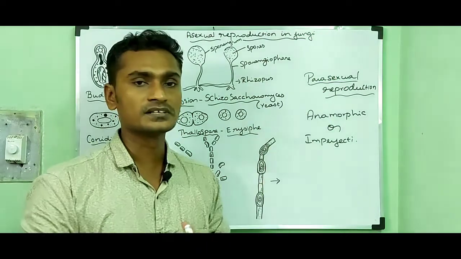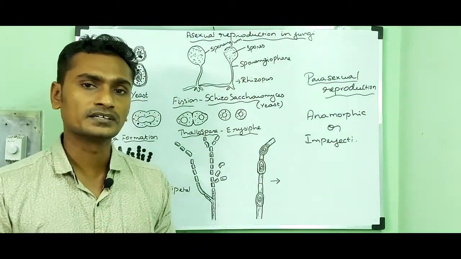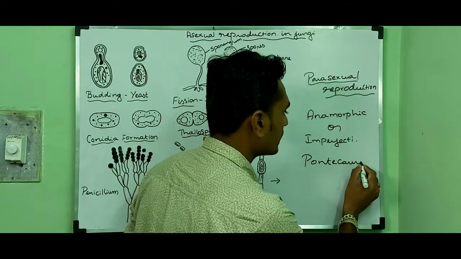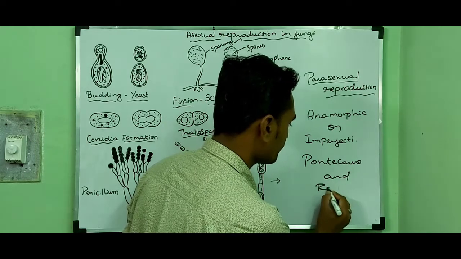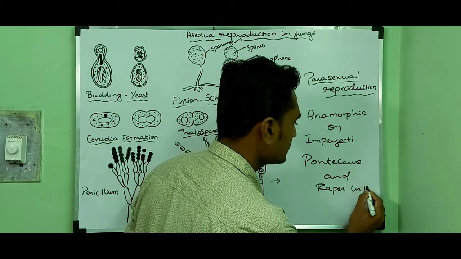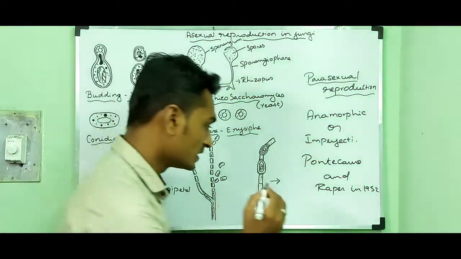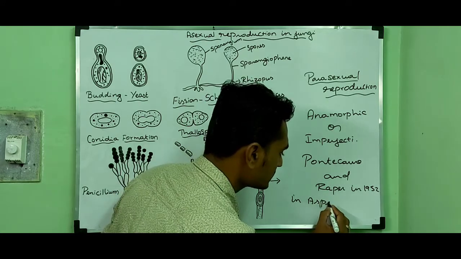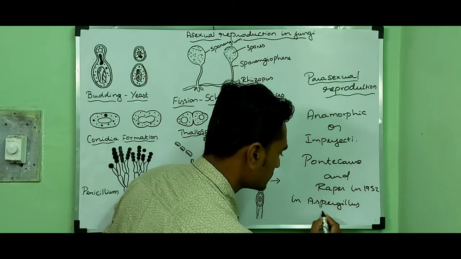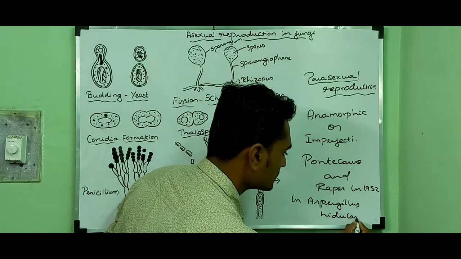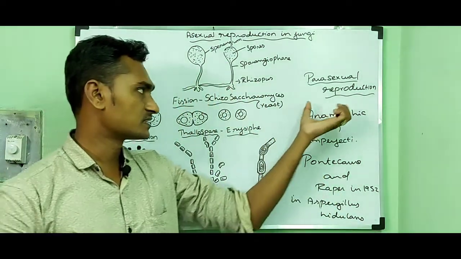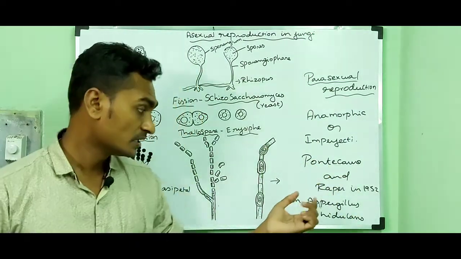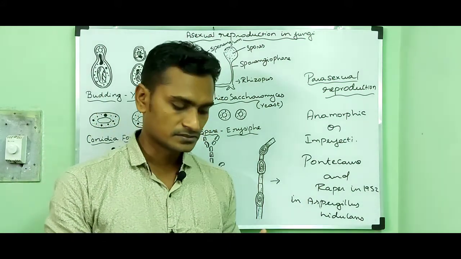Parasexual reproduction was discovered by the scientists Pontecorvo and Roper in the year 1952 in the fungus Aspergillus nidulans.